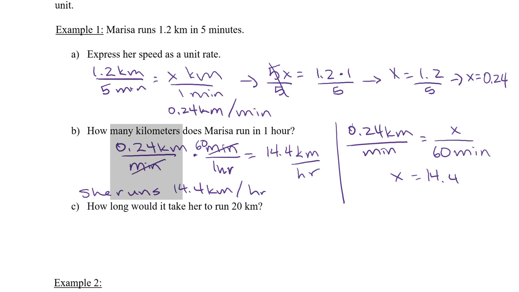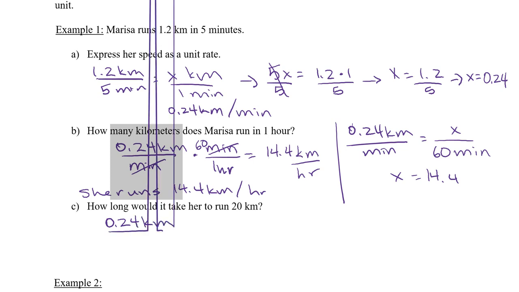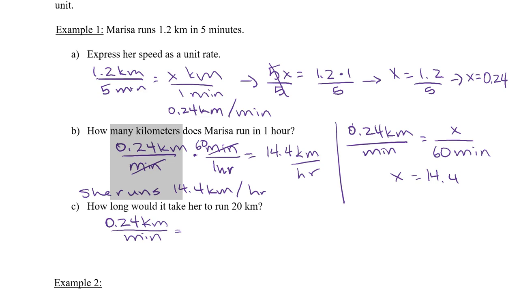How long would it take her to run 20 kilometers? It doesn't ask whether that's in minutes or in hours. Let's do it in minutes, because that's a little nicer. So we know she's going 0.24 kilometers per minute. How long would it take her to go 20 kilometers? My X is down here, because I want to know how many minutes. So X times 0.24 is equal to 20 times 1, because that's 1 minute.